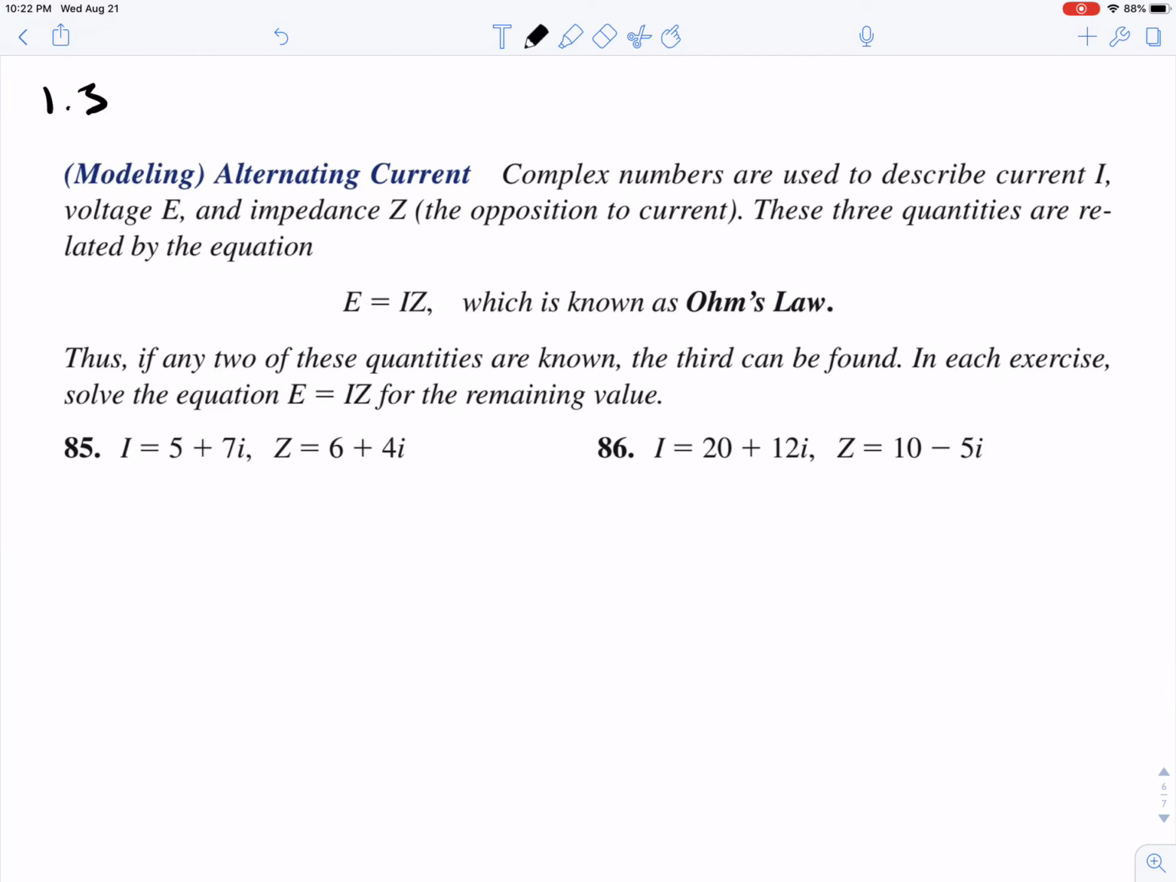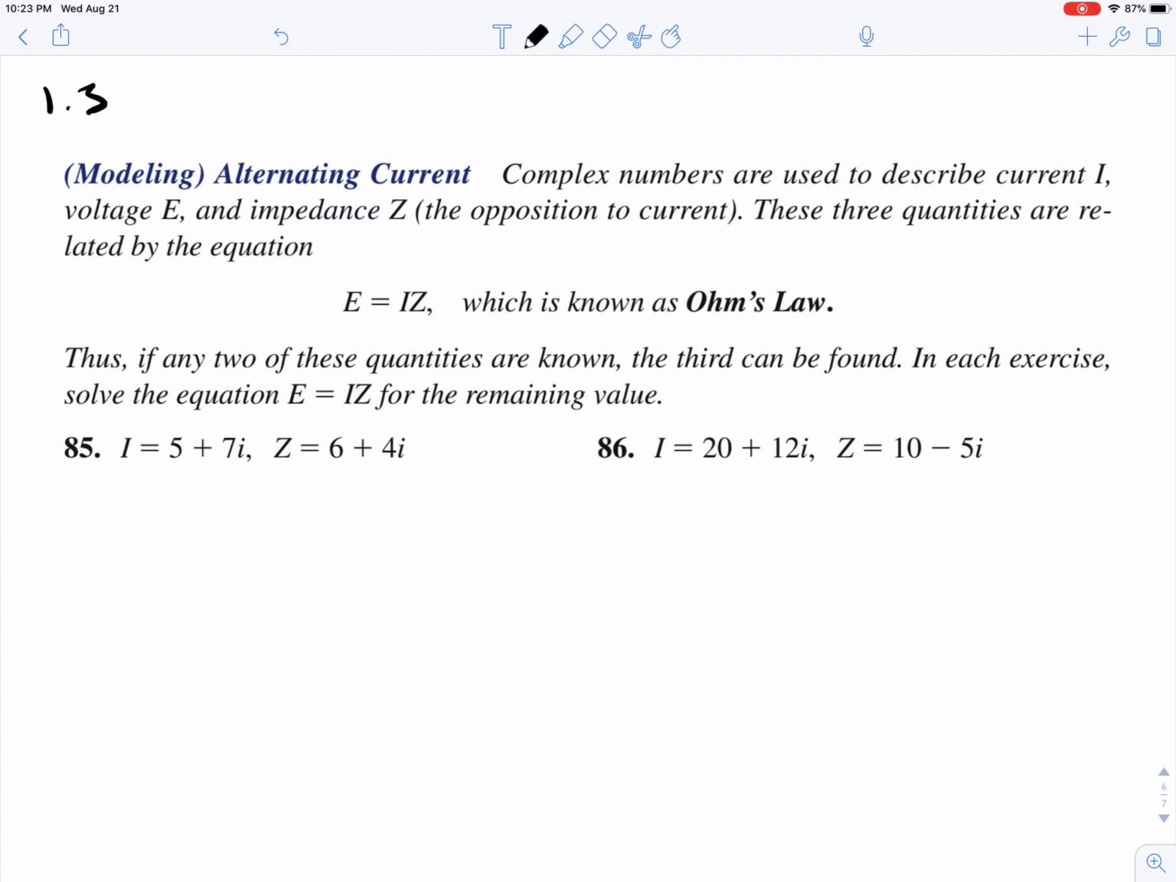This comes from section 1.3, question 85. We have modeling alternating current. Complex numbers are used to describe a current I, voltage E, and impedance Z, the opposition to a current. These three quantities are related by the equation E equals IZ, which is known as Ohm's law. Thus, if any two of these quantities are known, the third can be found. In each exercise, solve the equation E equals IZ for the remaining value.